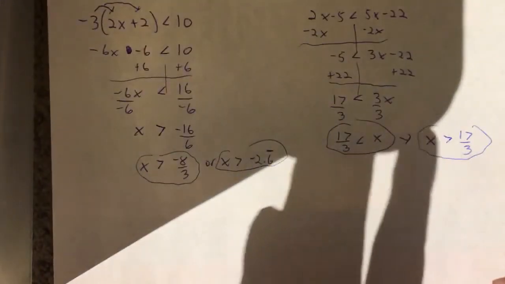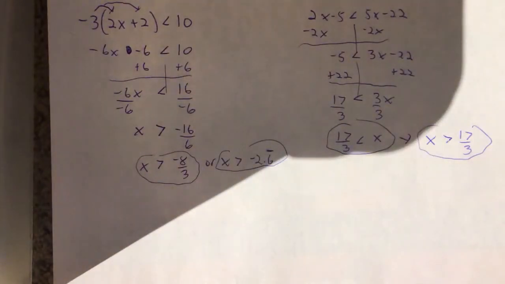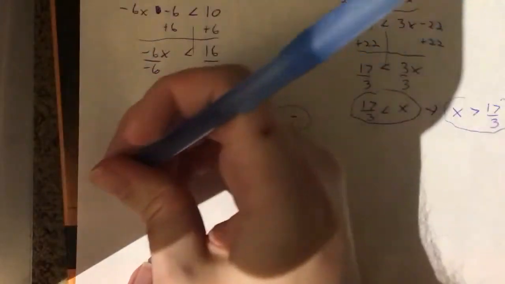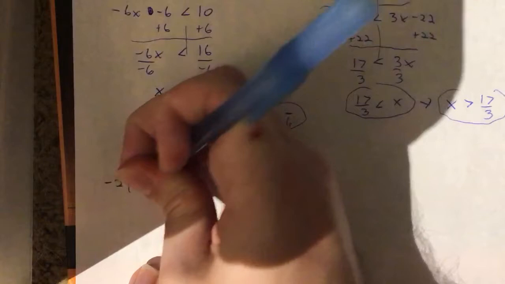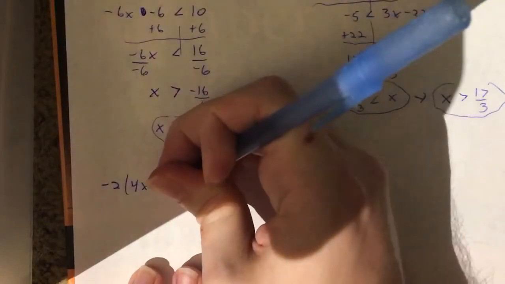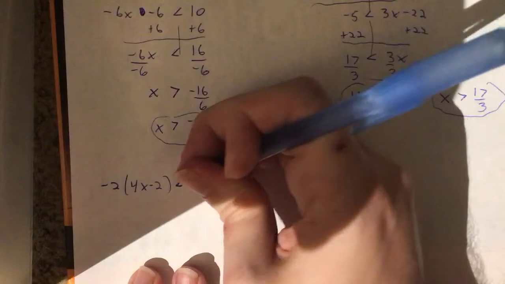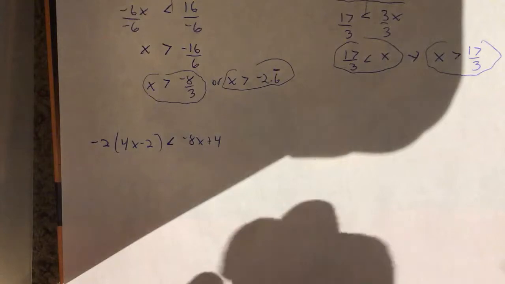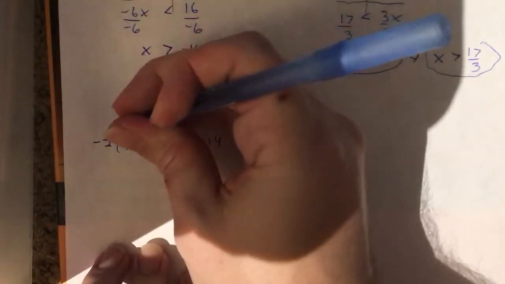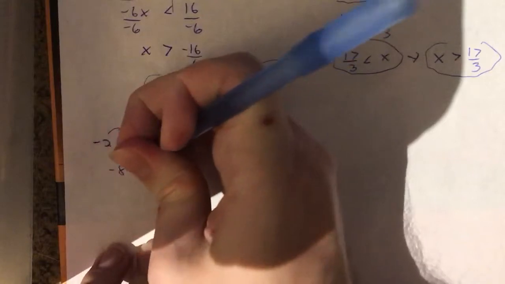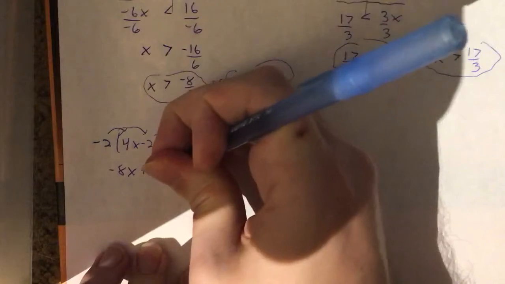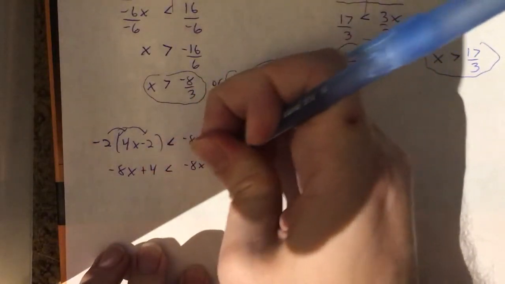Now we talked before with variables on both sides. This is very similar. Now we can also have inequalities that could have no solution or infinite solutions. So next one we have -2(4x minus 2) is less than -8x plus 4. Okay, solve for x. I'm going to distribute the -2 to each piece. So -8x, -2 times -2 is positive 4, less than -8x plus 4.